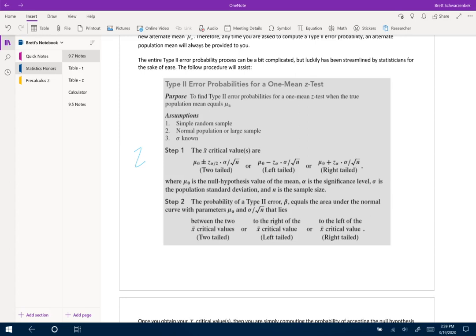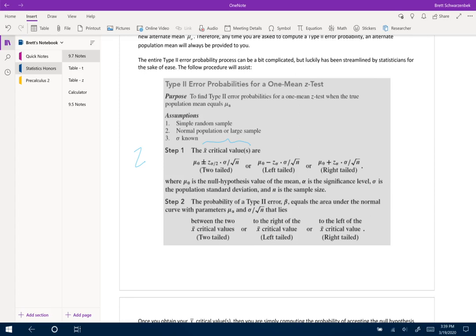So the first part is we're going to be finding what's called x-bar critical values. Now you're used to finding the z critical values. So now we're going to be finding whatever the value is for x-bar, that would be the rejection versus non-rejection location for the original null hypothesis. Very complicated to say, but you'll see in the example how we're going to do that.